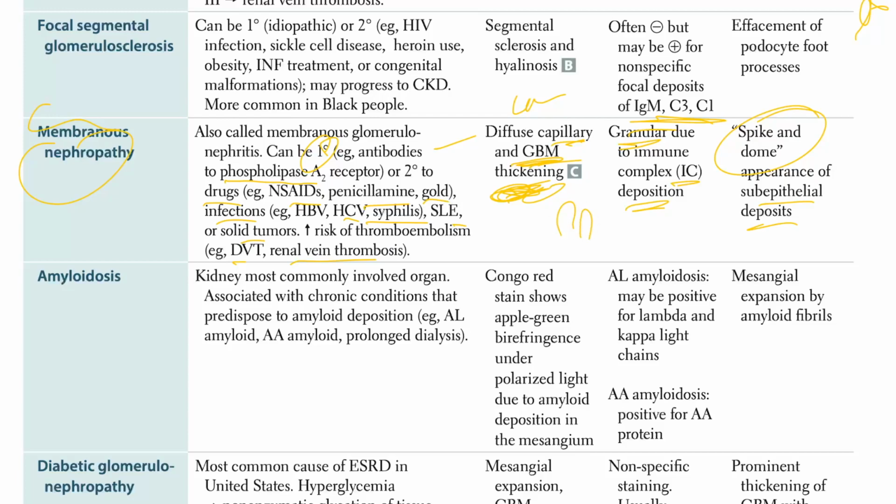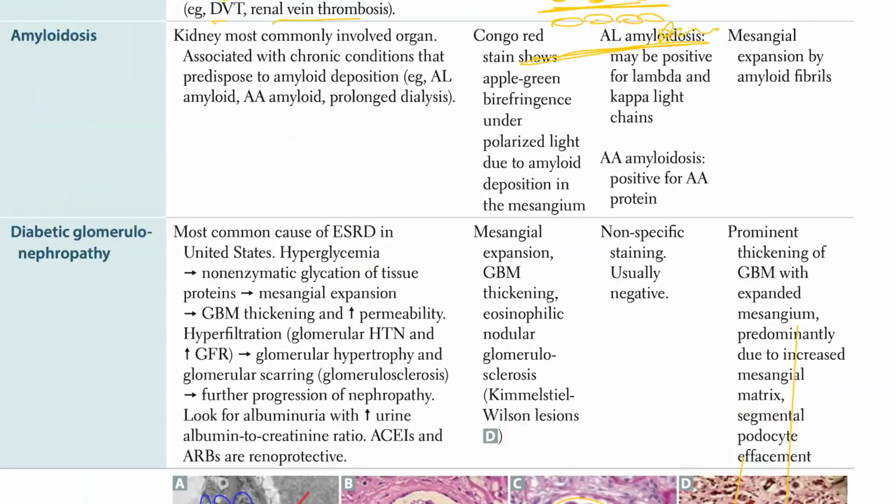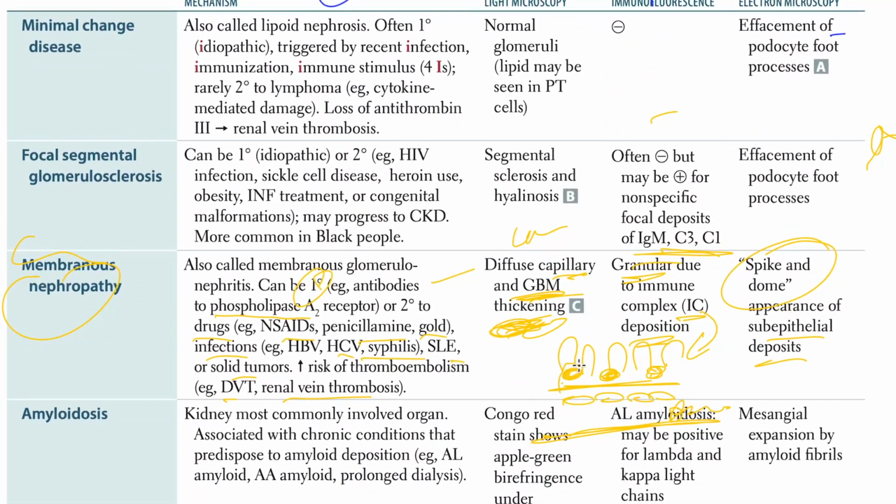So think about it this way: you have the podocytes, right? Podocytes are the epithelial cells, so you have deposits under them. You have the basement membrane, you have the endothelial cells, and now this is the blood. When you deposit these immune complexes, you will have a spike and dome appearance. Where deposited goes there, spike, and then dome. Okay, that's membranous nephropathy.